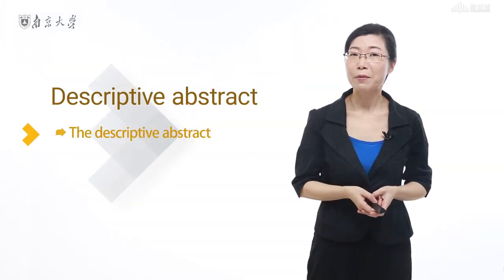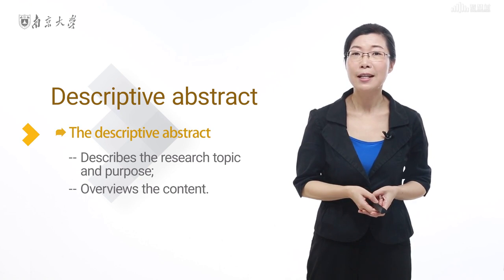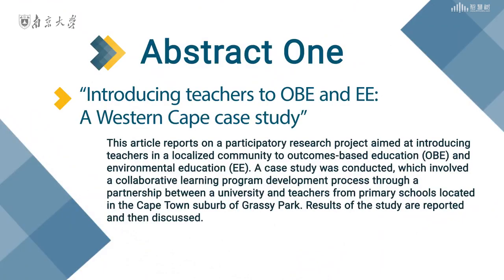The descriptive abstract, as its name suggests, provides a brief description of the main topic and the purpose of a research paper, together with an overview of the content. It's usually very short, with 100 words or less, like the example you have just read. It only presents the goal and the methods of the research, without providing the results and conclusions.